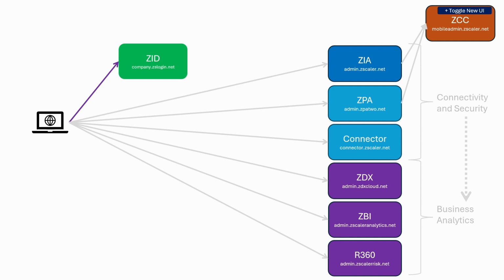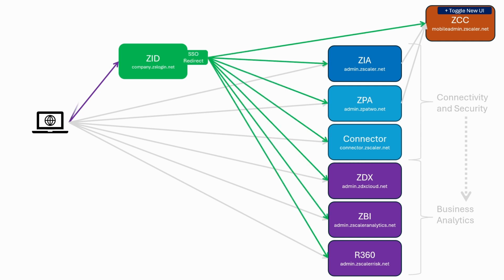So obviously that would be your company name, your company domain.zslogin.net. And from there you can actually single sign on to all of these things. So you can get to ZIA, ZPA, the Zscaler Client Connector portal, everything else. They would basically be represented as a tile in Z Identity, depending on your admin account privileges. So there's more granular control around role-based access control for that as well.